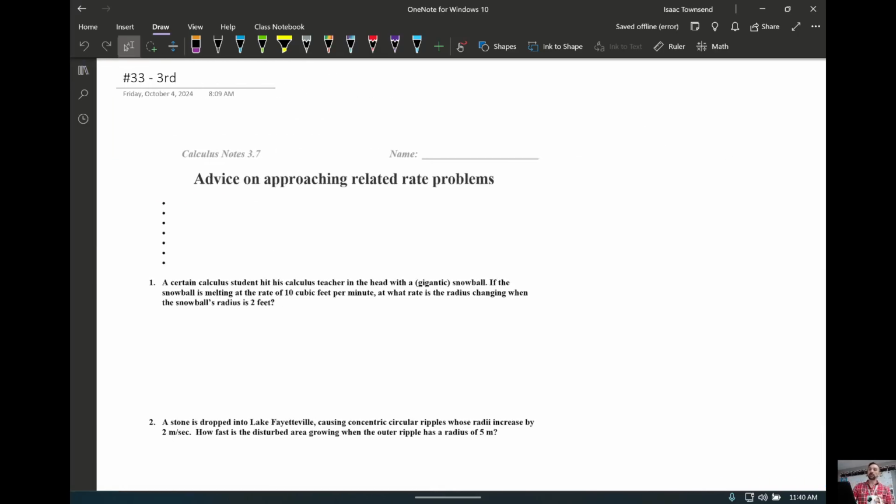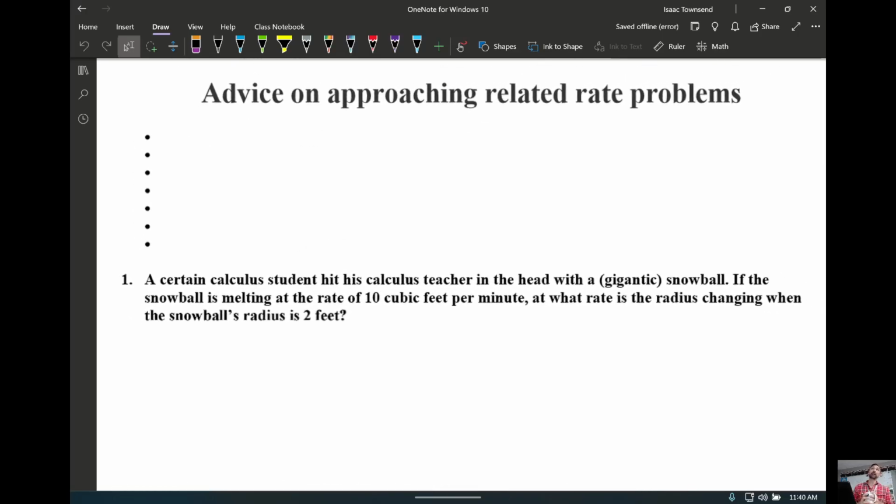Okay, so what a related rate is and what that has to do with these. Our second handout this morning. I've got some space at the top for us to put down some tips and hints and strategies. And of course, you can add to that.